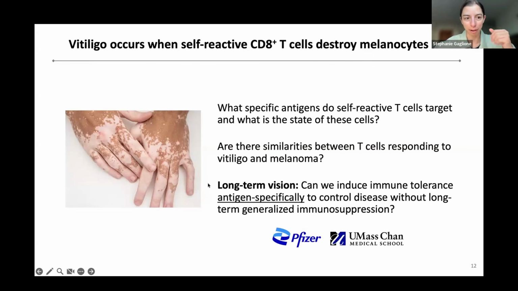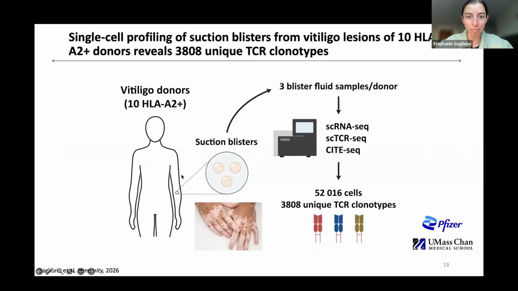Just as a brief background for this audience, vitiligo is a skin disorder caused by autoreactive T cells that are destroying melanocytes. And the general vision of the field here is that it would be ideal to induce immune tolerance, antigen specifically, to control disease without long-term generalized immunosuppression. That's a challenging goal, but the first step in it is being able to build a pipeline that will allow you to go from data that looks like this to maps of what TCRs are recognizing which antigens and what cell state they're in.